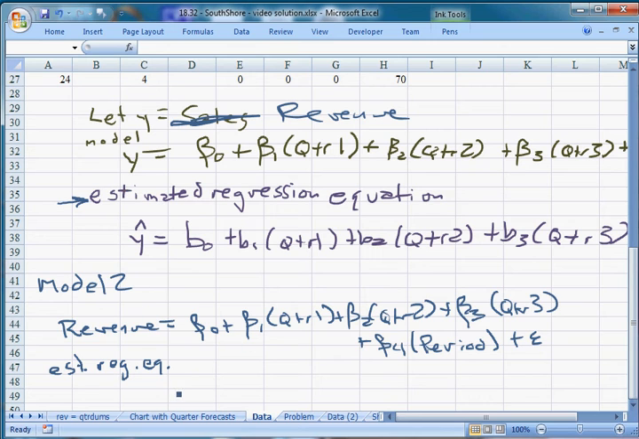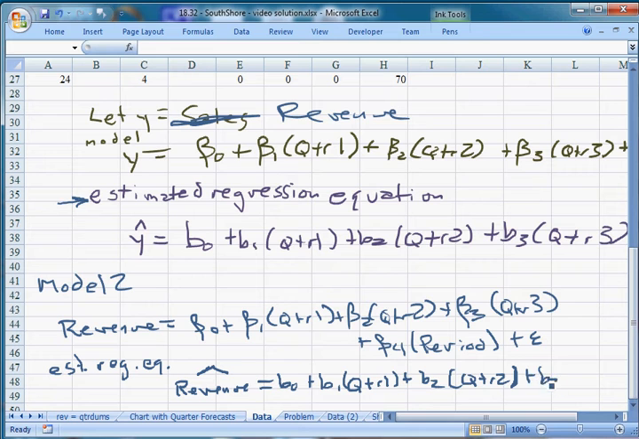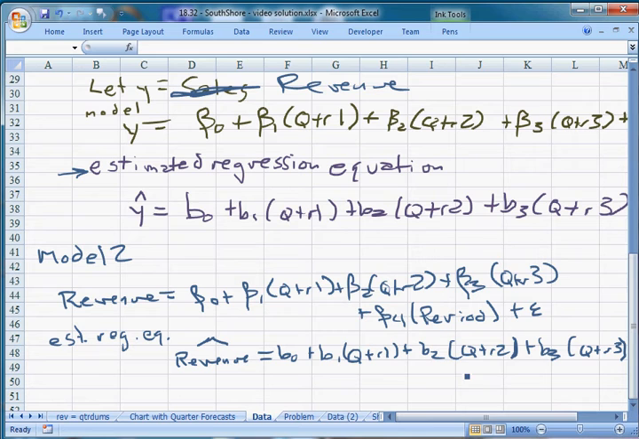So what we're going to produce is this. Revenue hat equals B0 plus B1 times QTR1 plus B2 times QTR2 plus B3 times QTR3 plus B4 times period. And if you look at period, this is what we're going to develop, except we're actually going to ask the computer again to find these numbers. All of these and this one.